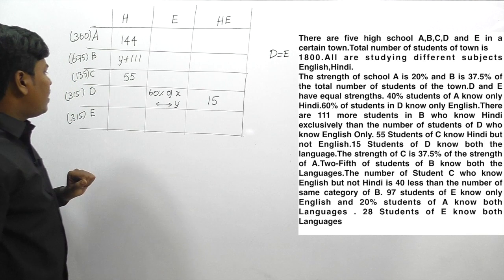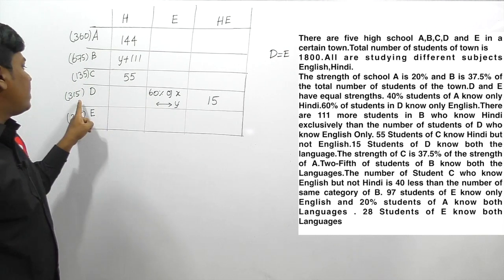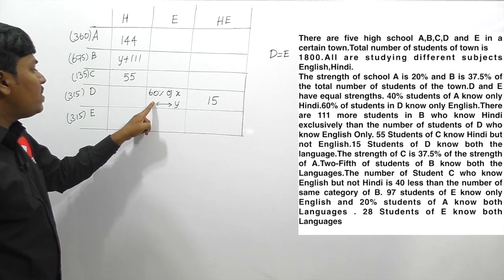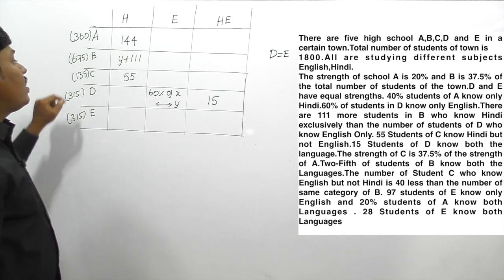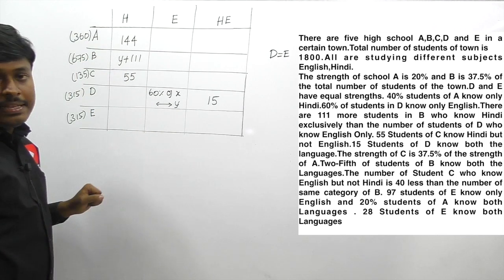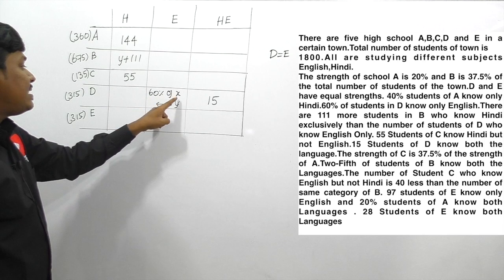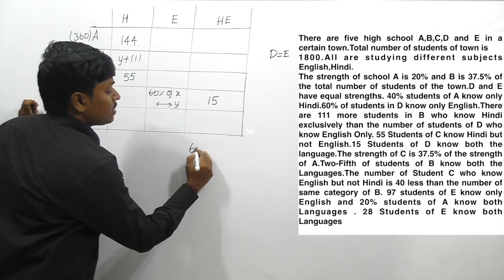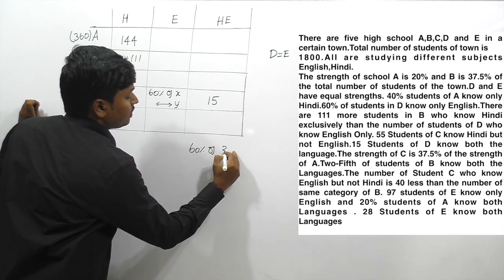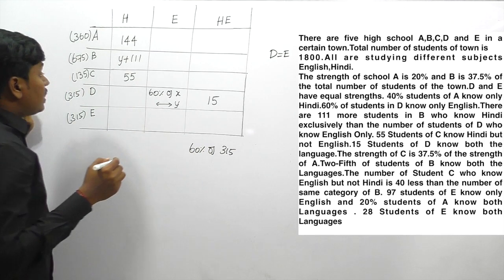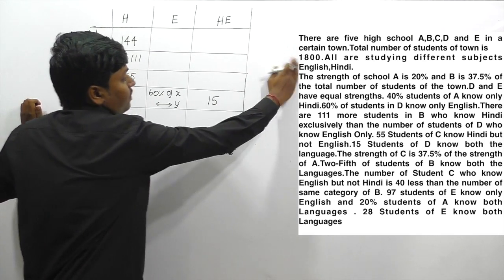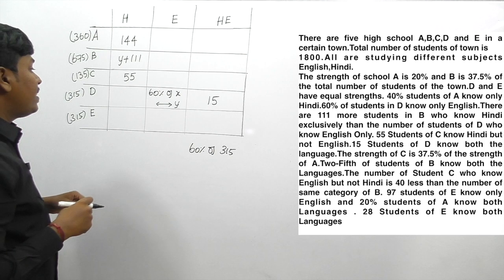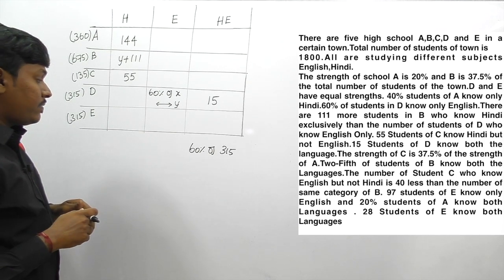Okay friends, we need to find what is 60% of this value. After finding this value, we can add 111 to find how many students are there only in B. So we need to find what is 60% of 315. So we have concluded this clue. Now we can find what is 60% of 315.